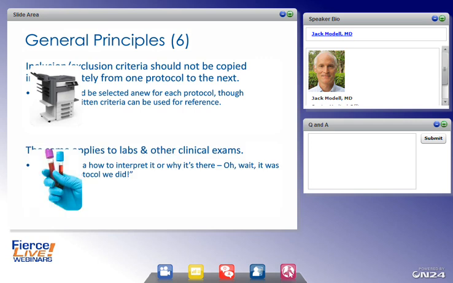and you really need to ask yourself if changes are needed. It looks like we've got a slide problem here, but what this says is this applies to labs and clinical exams. And what's written there says, I have no idea how to interpret it or why it's there. Oh wait, it was in the last protocol we did. So this goes beyond inclusion-exclusion criteria, but it is a pet peeve of mine. So often, laboratories and exams are ordered, and the study team and the investigators don't really know why it's there or how to interpret it.